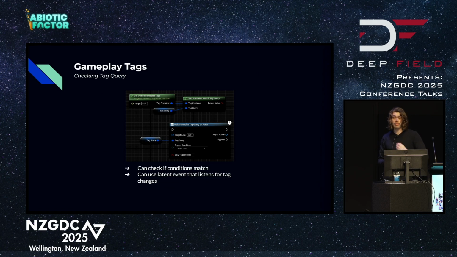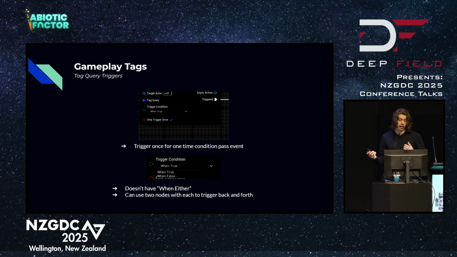If you want to know when it matches or when it doesn't match anymore, without having to constantly bind events that every single tag could use, they have a default latent action for this, which will just tell you based on which trigger condition you pick. By default, this will trigger every time. If you want it to only trigger once, you can tick only trigger once. And if you want to do when it's no longer met, you can do when false. It doesn't have a when both, so you can't see the changing states. You can just have two other nodes and then check when it switches between them.